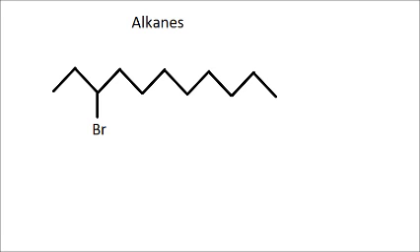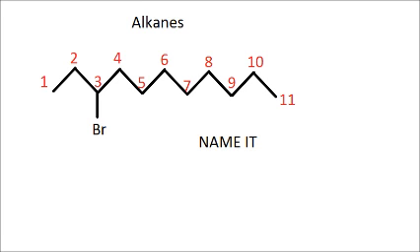That's 11 carbon atoms. Let's add a substituent, a bromine, to carbon number 3. How do we know that's carbon number 3? Well, we've got to number our parent chain, starting at the side to which the substituent is the closest. So since the bromine is at carbon number 3 and there are 11 carbon atoms, that makes this 3-bromo-undecane.